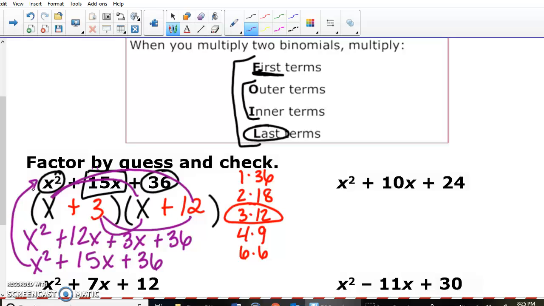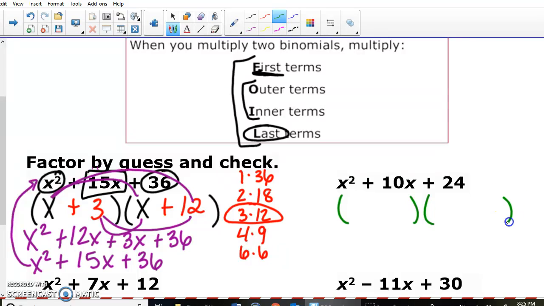Okay, on your quiz you are going to have several problems like this, and you are going to be required to check it. So make sure you remember how to FOIL, look back at that, and remember how to write that out to check. Okay, let's try another one.